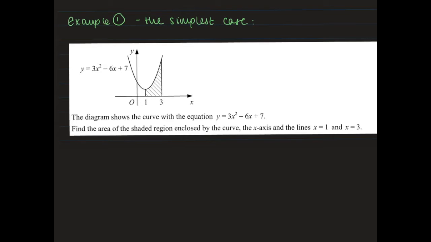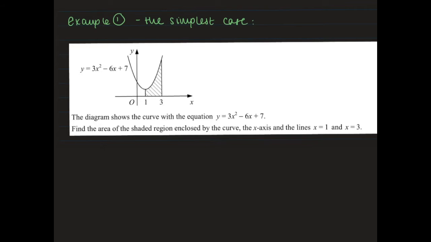So now we're going to go through a number of examples of different kinds of questions that you can get where you're needing to find the area of a shaded region. So in this first example, this is probably the simplest case. So I'm going to look at this question. I need to find the area of the shaded region enclosed by the curve, the x-axis, and the lines x equals 1 and x equals 3.